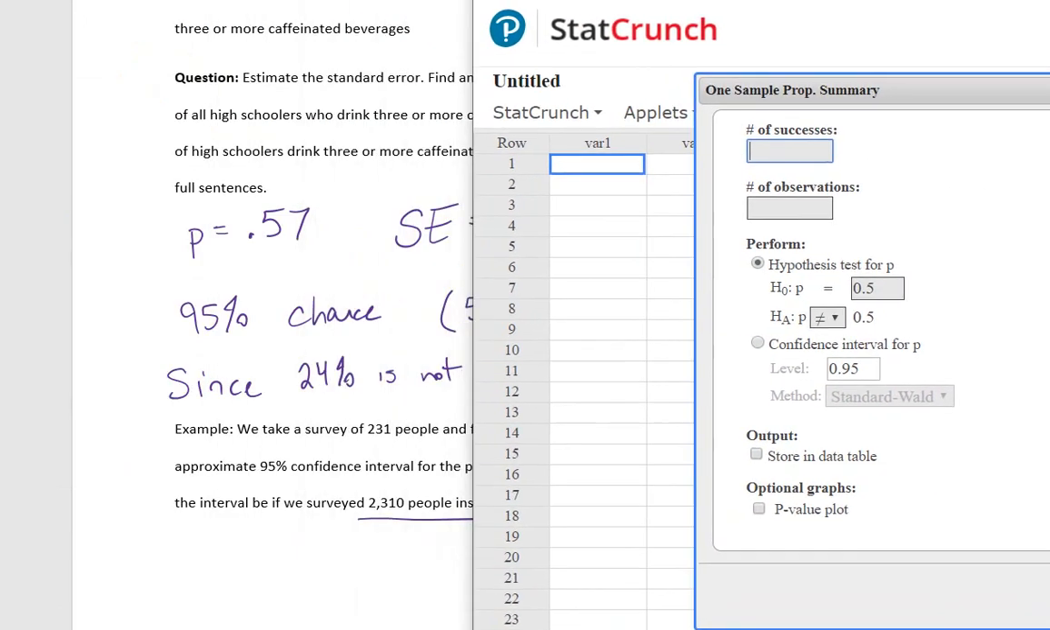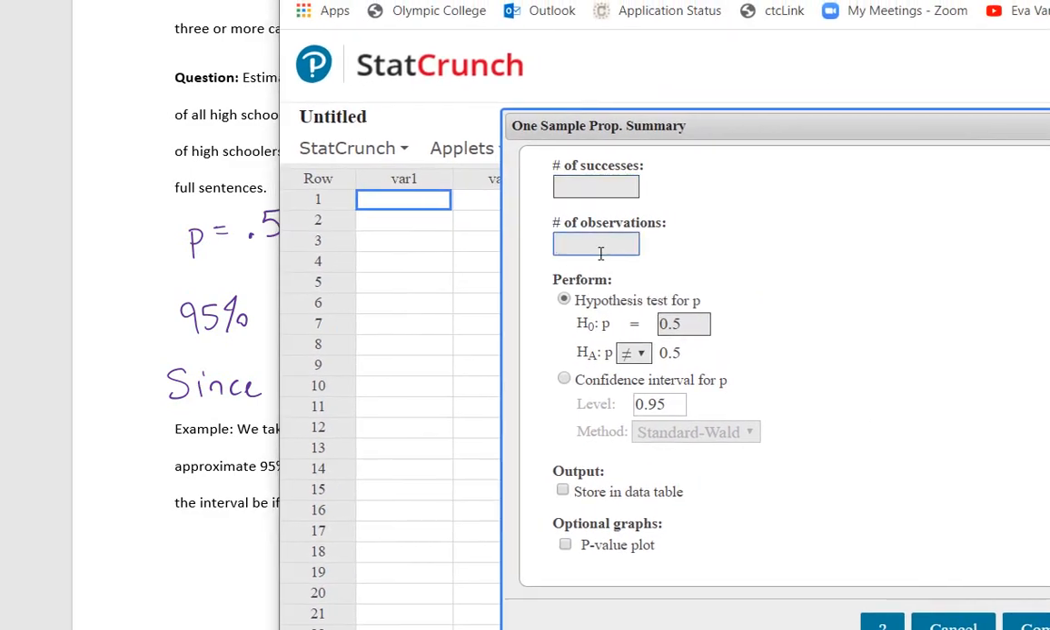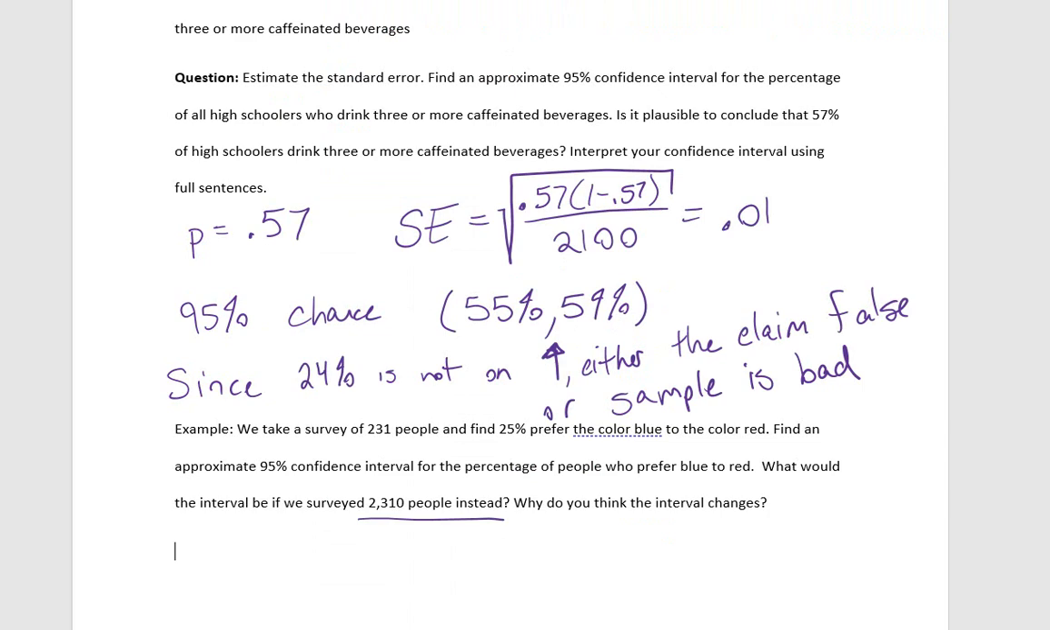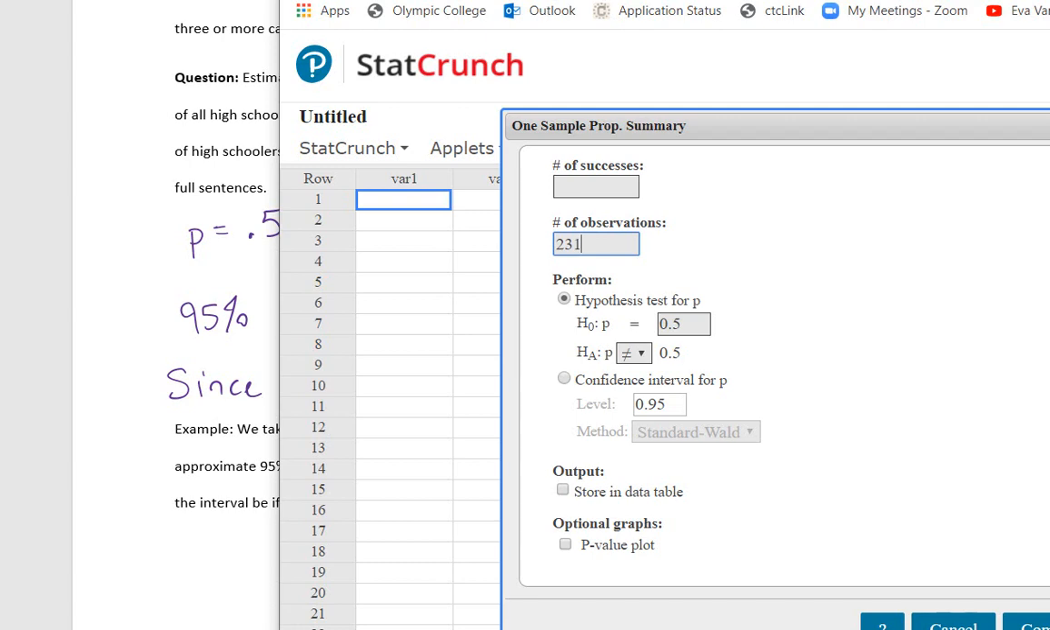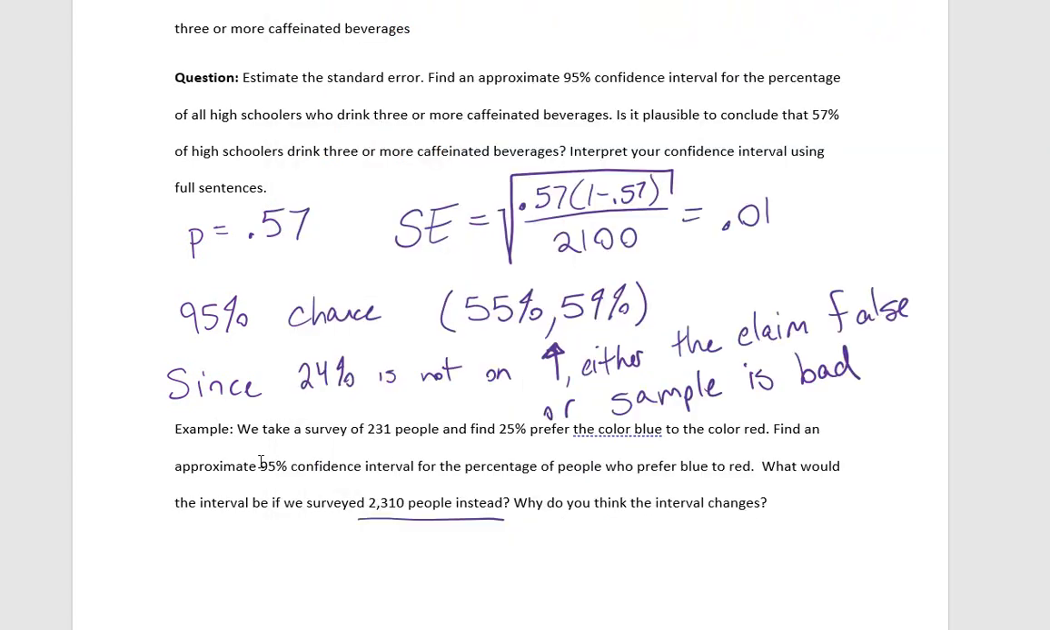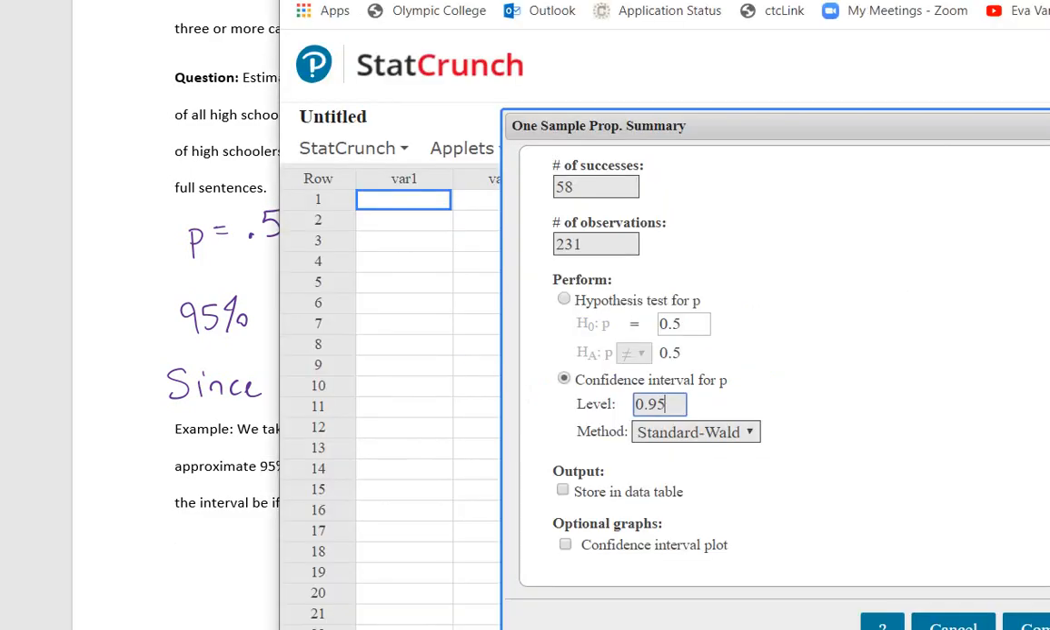So if we look at this next example, we surveyed 231 people, and we found that 25% prefer the color blue. So 25% of 231 is going to give us roughly 58. So we saw 58 successes. Now, it has 2 decisions here. You can either do a hypothesis test, which we're not going to do until Chapter 8, or you can do a confidence interval. Once you hit confidence interval, make sure the confidence level is what you want. So since we wanted a 95% confidence interval, we want it to be 0.95, and then we're going to hit compute.